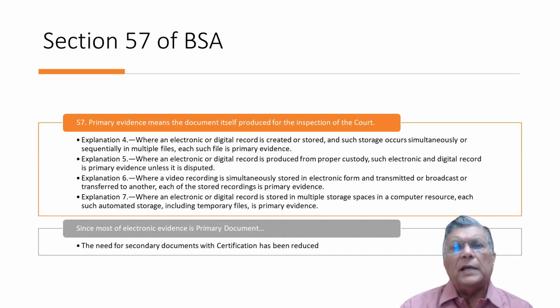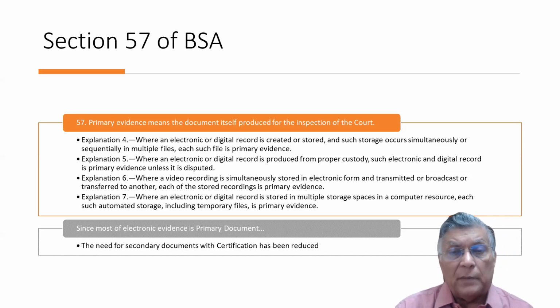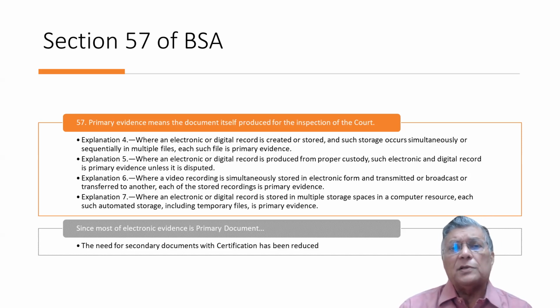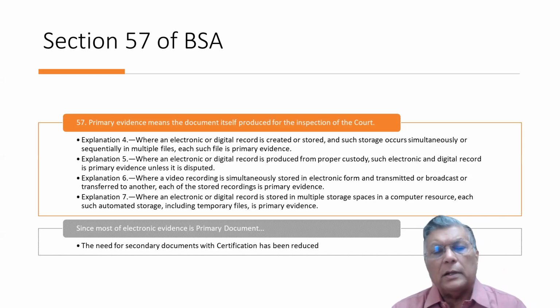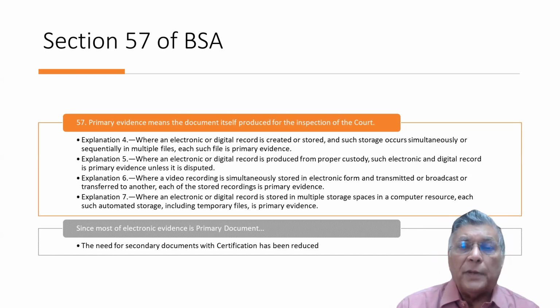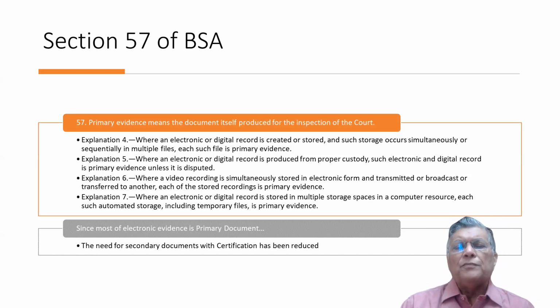But when you apply this to a normal computer operation, it means that RAM data is also primary evidence, and what is stored in the hard disk is also primary evidence. And if the program is creating simultaneous recordings, for example, you are in a Zoom and you record it on the cloud and simultaneously a copy is recorded on your computer, both become primary documents. So this creates a situation where there are multiple primary documents.